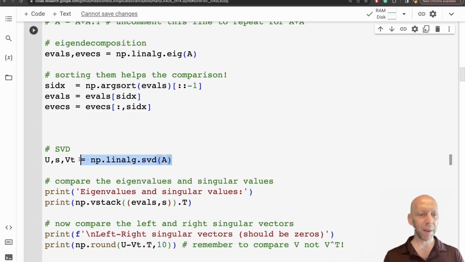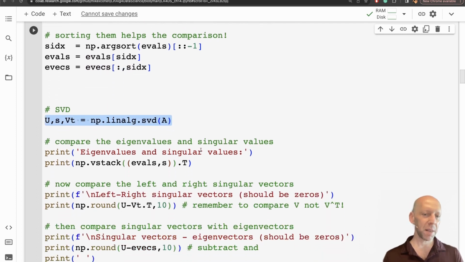So let's see, here we have the SVD. And then I'm comparing them. So I'm just going to put them into two columns of a matrix, the eigenvalues and the singular values.